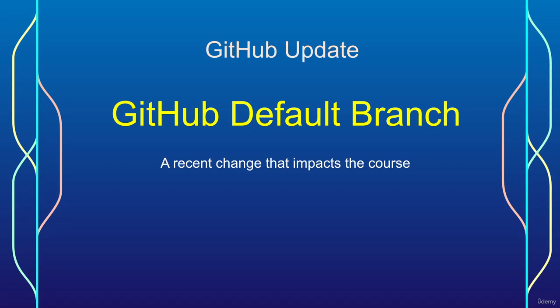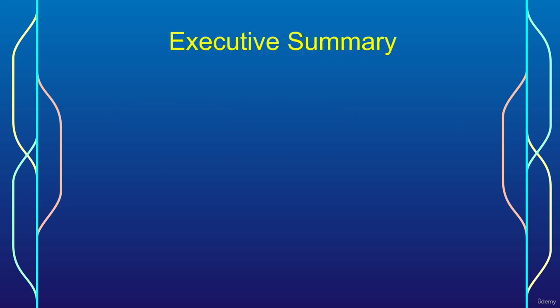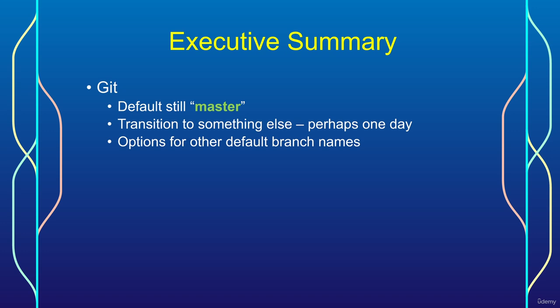Welcome. In this lesson, I wanted to provide a quick update to this course regarding the default branch for Git and GitHub. The reason for this change is very political, and I'm not going to dive into that. I just want to help address the issue which is causing some errors in some lessons in this course, as well as some confusion.